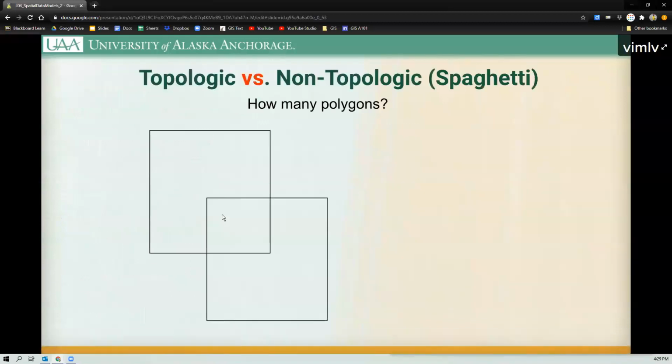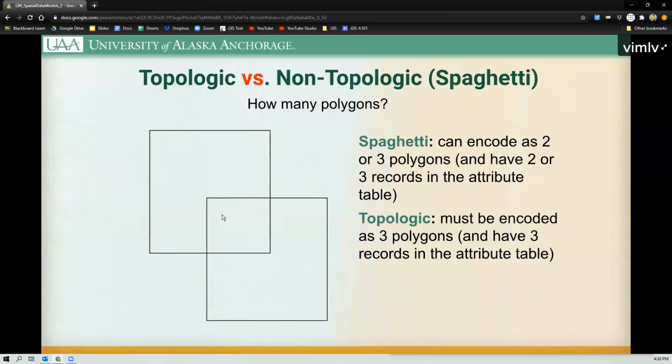So I might have flipped through this and given away the answer. How many polygons do we have here? Well, it depends on which system you're using. So if you're using a non-topologic system, you could describe this in a couple of different ways. You have either two overlapping squares, or you have two little Pac-Man features, both eating the inner square.